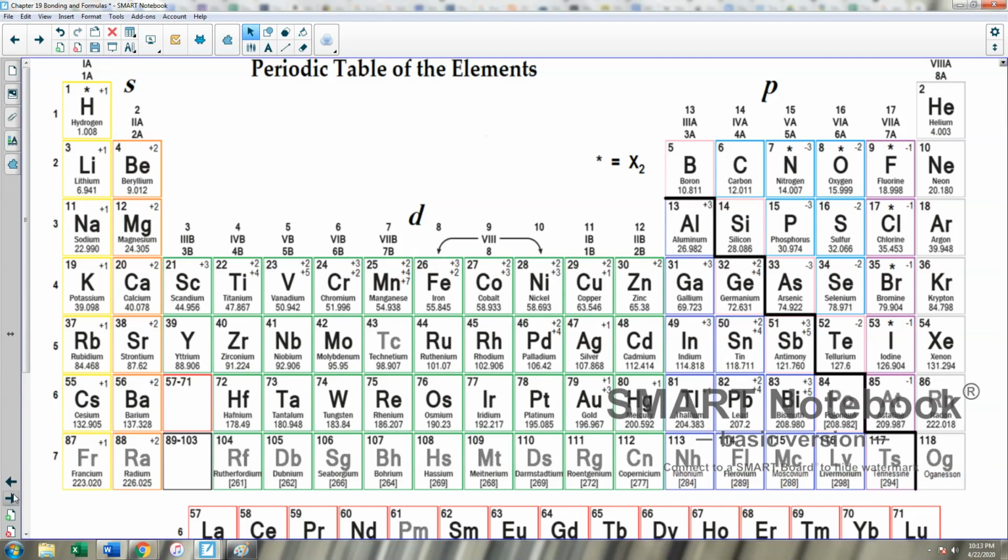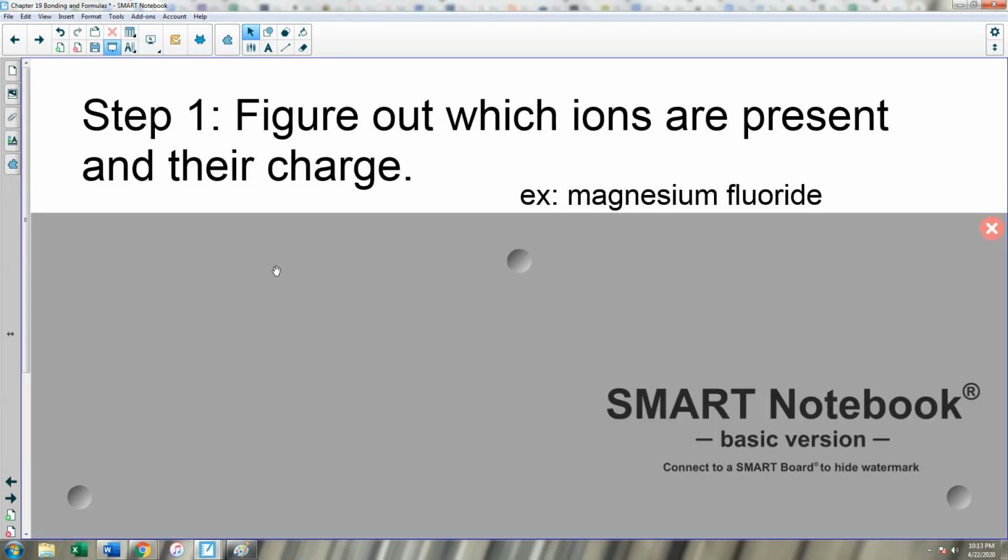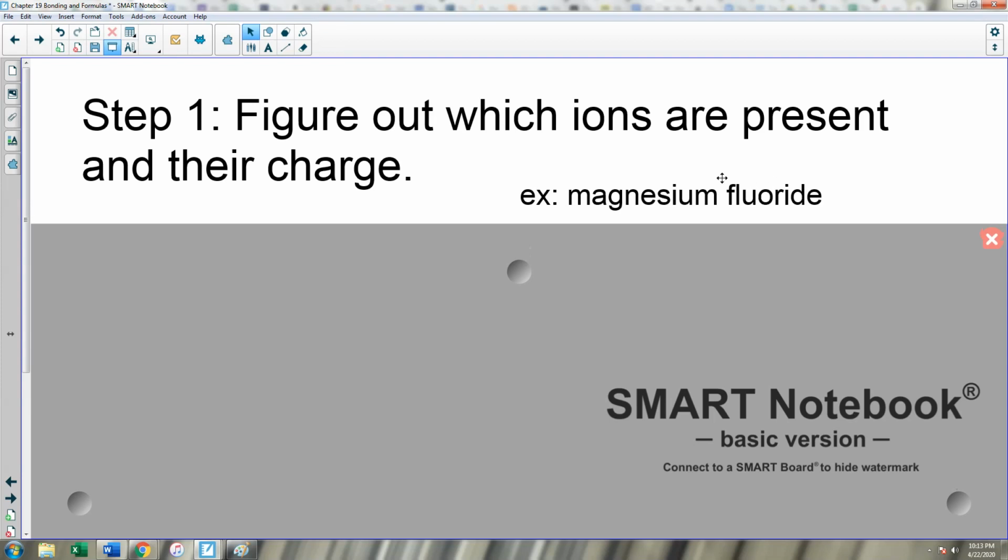Okay, so let's go through a couple examples, and I'll show you how we can come up with any formula for any ionic compound. So I'll just show you a little bit at a time here. First thing to do, so if I just told you magnesium fluoride and I wanted you to write the formula, which I already gave you as an example, but we'll figure it out.